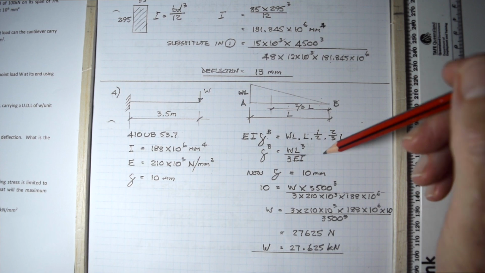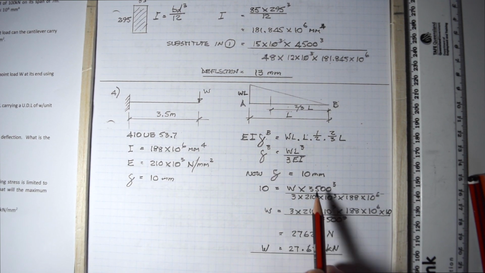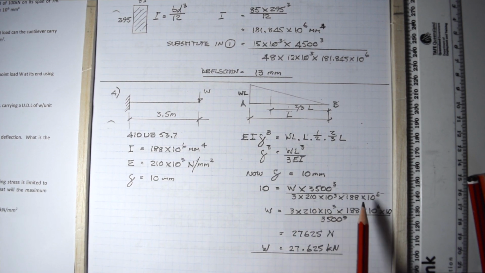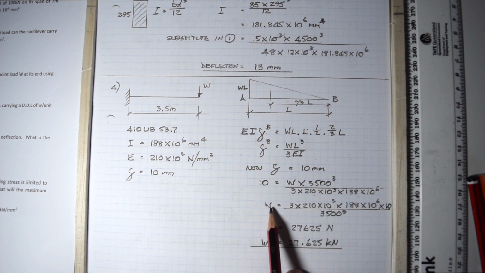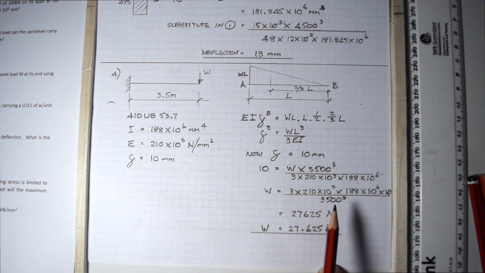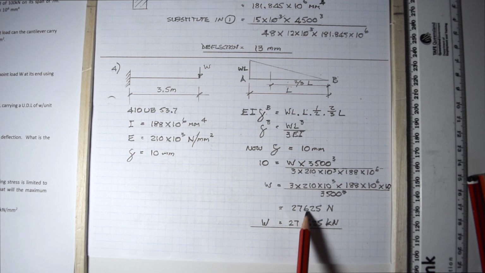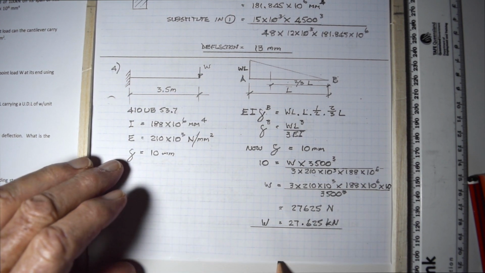Now, delta is 10 millimeters. So your deflection, which is what you're normally looking for, but it's been stipulated, is 10 millimeters. What you're looking for is W. Span is 3.5 meters, 3,500 cubed, over 3EI. So, putting W on the left-hand end there and rearranging the equation, you solve that and find that the actual load is 27,625 newtons, or 27.625 kilonewtons. Pretty straightforward.